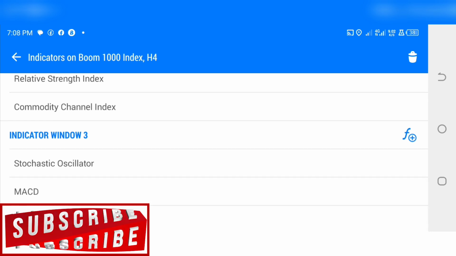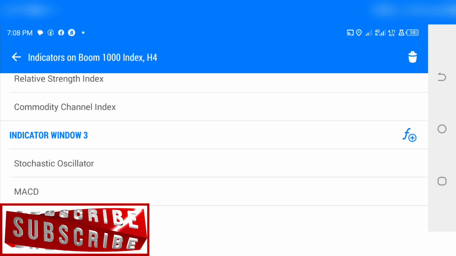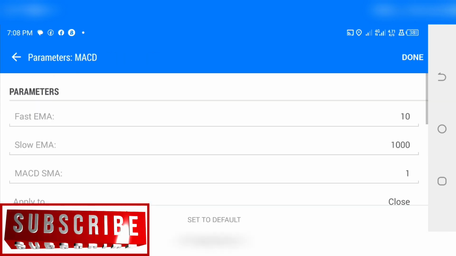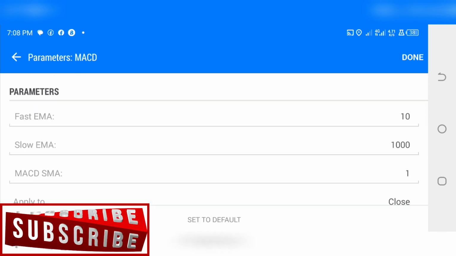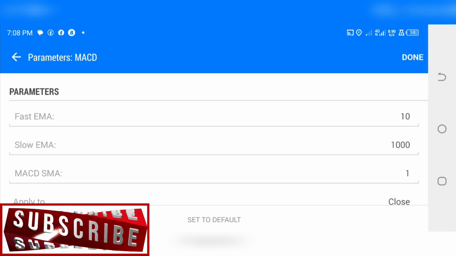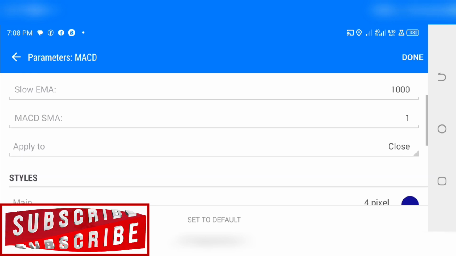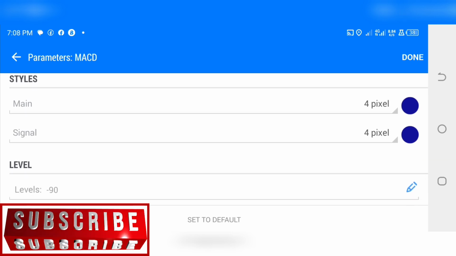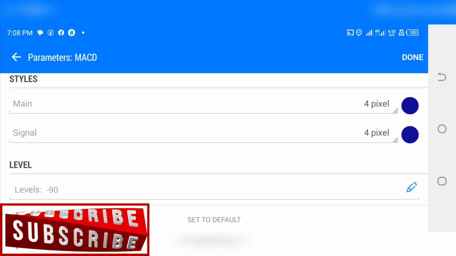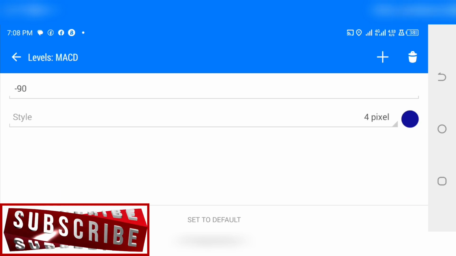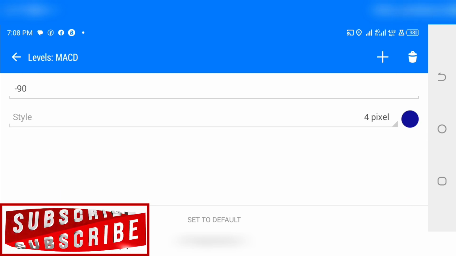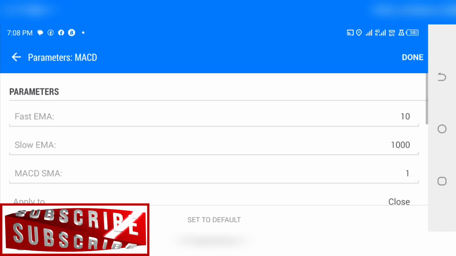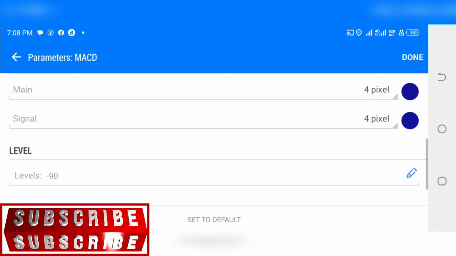Then the next MACD under the indicator windows 3: fast EMA is 10, slow EMA is 1000, MACD SMA is 1, apply to is close, main is 4 pixel dark blue, signal is 4 pixel dark blue. Click on levels and enter minus 90, 4 pixel dark blue. So that is it.